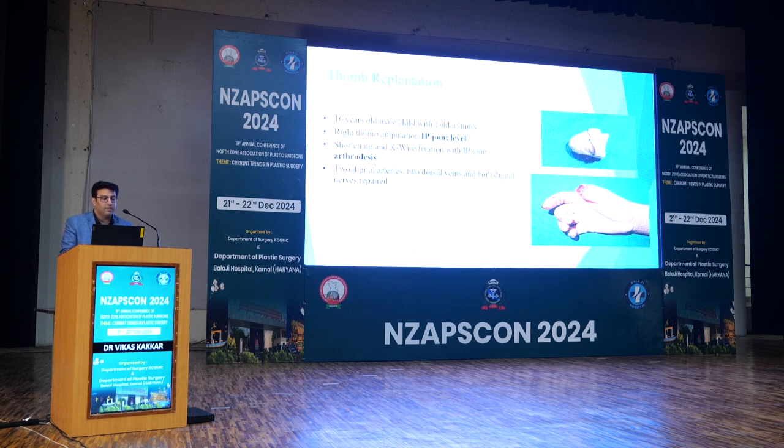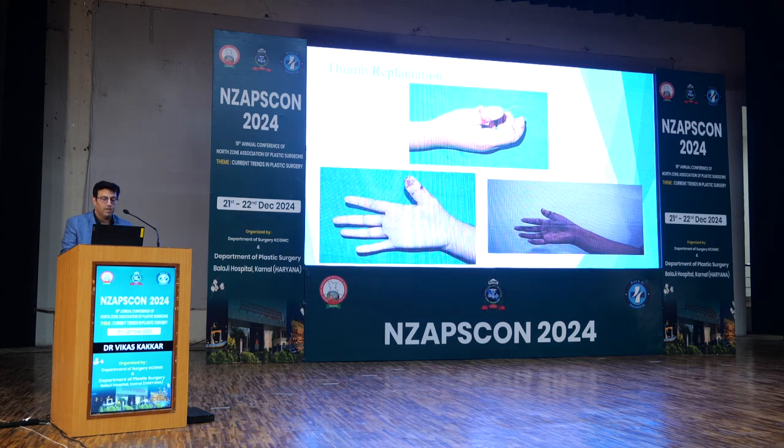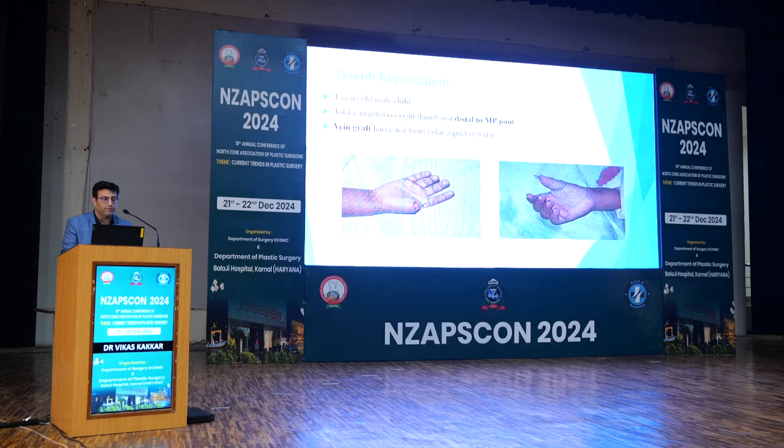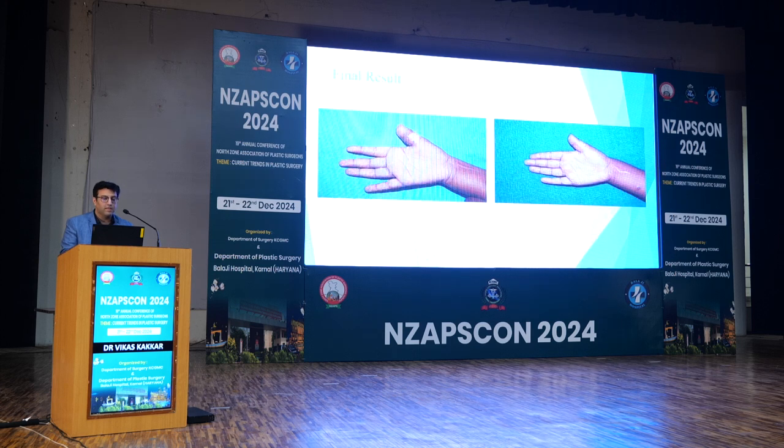This is a case of a 16-year-old with a Toka injury, thumb amputation at the IP joint level. We did reimplantation, and arthrodesis was done with K-wire fixation. The patient had a good outcome. Another case of a 4-year-old child with a Toka injury just distal to the MP joint. A vein graft was used for the repair and was harvested from the volar aspect of the wrist. This is the final result of the patient.